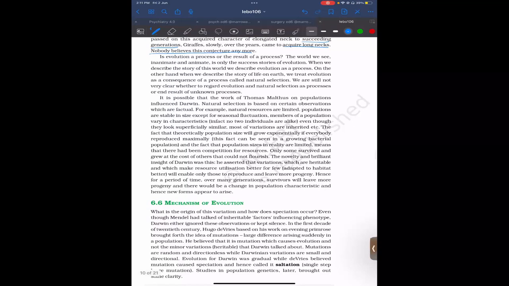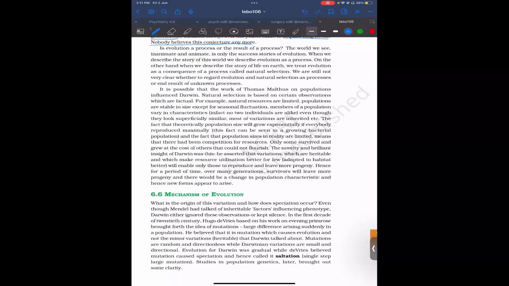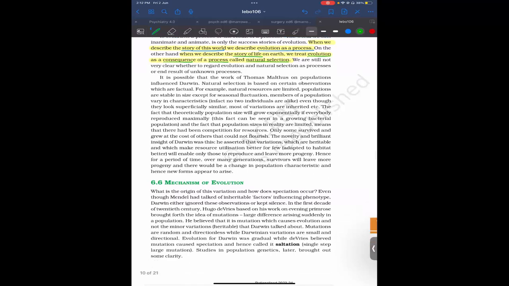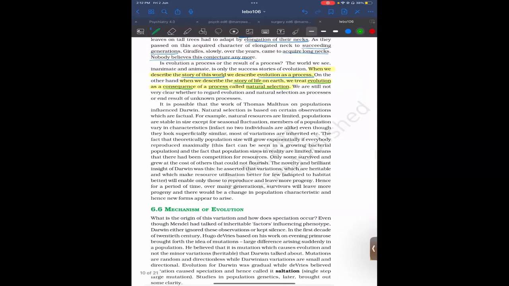So now this is also an important line. Is evolution a process or a result? So here, when we describe the story of the world, we describe evolution as a process. जब बताएंगे कि दुनिया कैसे बनी, story of world के time पे बोलेंगे evolution as a process. But on the other hand, when we describe the story of life on earth, we treat evolution as a consequence of a process called natural selection. Story of life के time पे evolution एक consequence है of process, natural selection. But still this is not very clear. But here you need to remember these lines as they are, as these are asked in the MCQs.